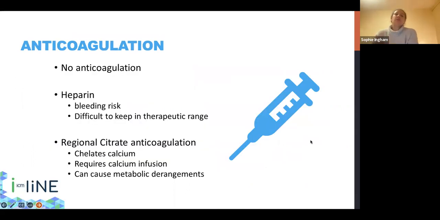As you are taking the patient's blood and putting it through tubes and through a dialysis machine and then through more tubes and back to the patient, there's a high risk of the blood clotting. So you always need to think about anticoagulation. So there's the option not to anticoagulate if you're particularly worried about the patient bleeding.